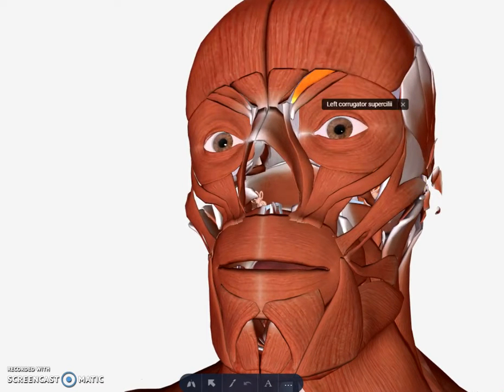This is the corrugator supercilii. It wrinkles eyebrows medially and downward. The origin is the frontal bone. The insertion is the skin of medial forehead.